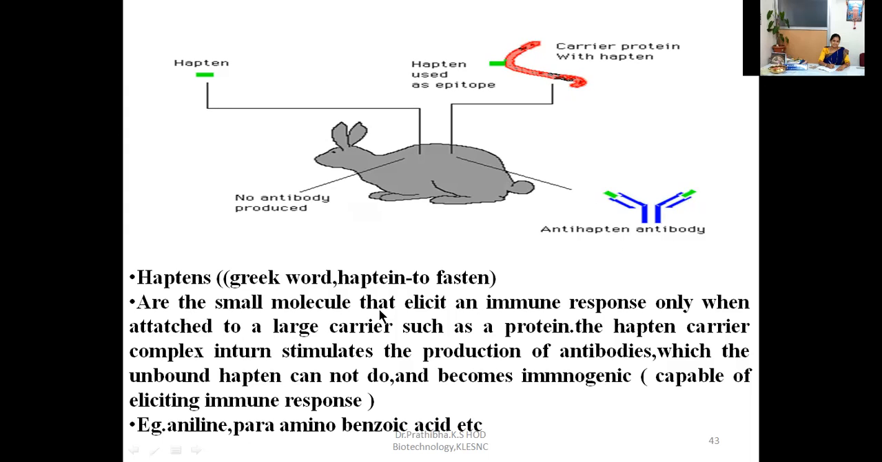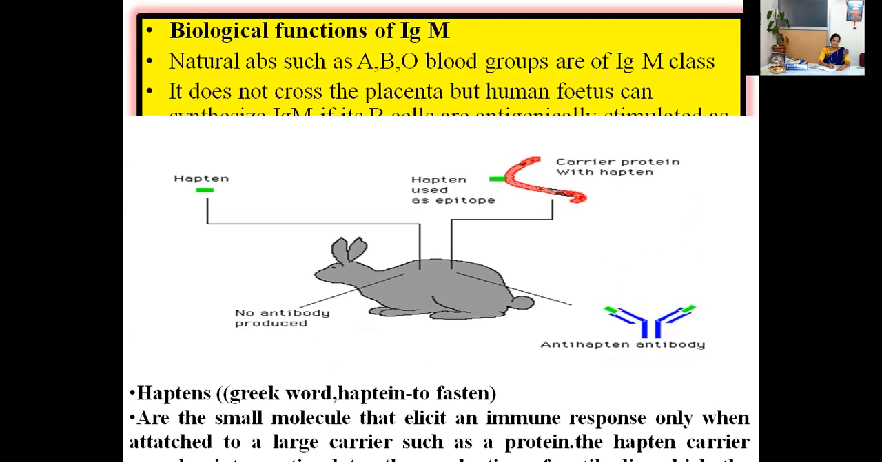Haptens are small molecules that elicit an immune response only when attached to a large carrier such as a protein. The hapten-carrier complex in turn stimulates the production of antibodies, which the unbound hapten cannot do, and becomes immunogenic, that is, capable of eliciting an immune response. For example, you can use haptens such as aniline, para-aminobenzoic acid; carbohydrates and proteins can also be used.